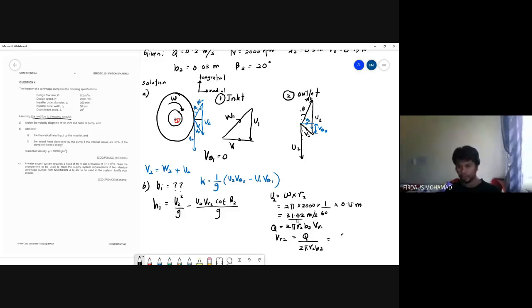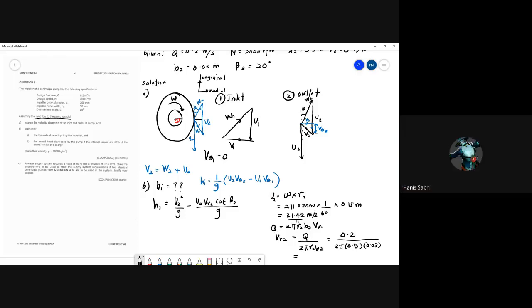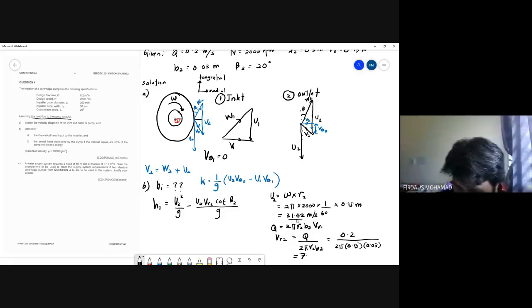Q is 0.2, 2 pi, R2 is 0.15, B2 is 0.03. So, berapa dapat VR2? Tujuh. 7.07. Nilai pun dapat sama.